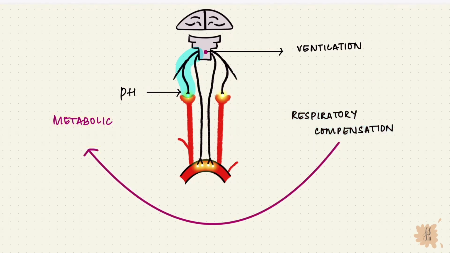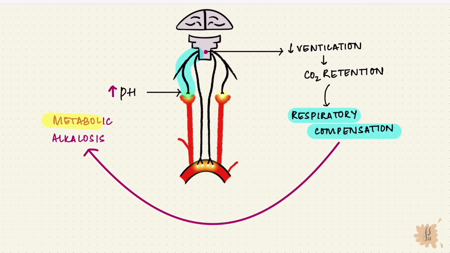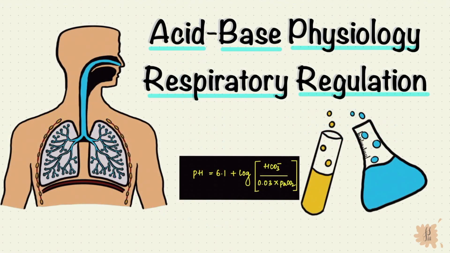Similarly, in metabolic alkalosis, when the pH is high, they reduce ventilation, so it retains carbon dioxide and lowers the pH towards normal. And that is respiratory compensation for metabolic alkalosis. So that is how the lungs regulate acid-base balance.